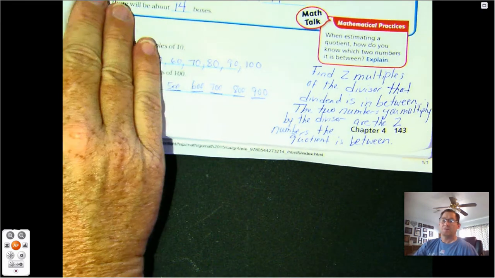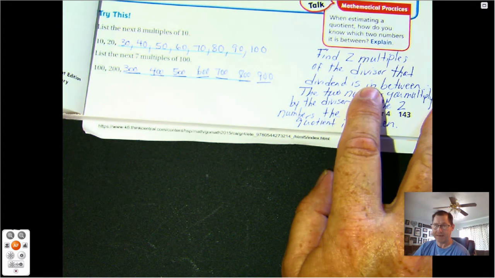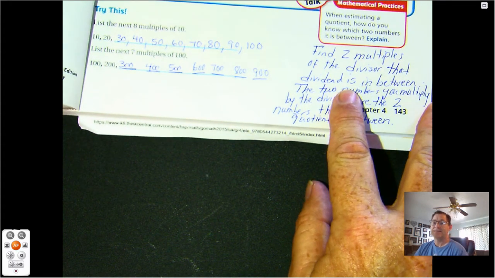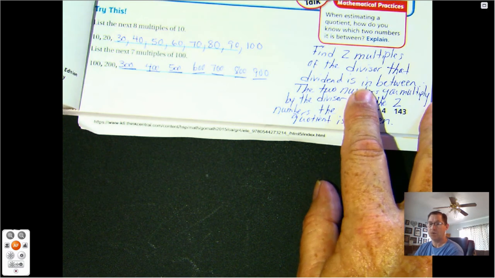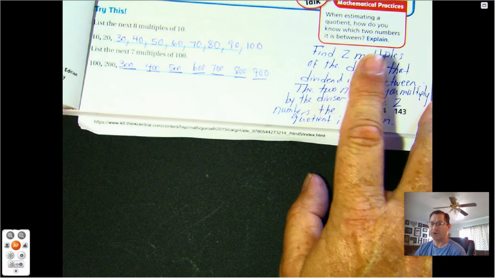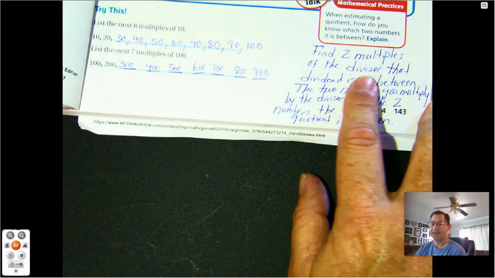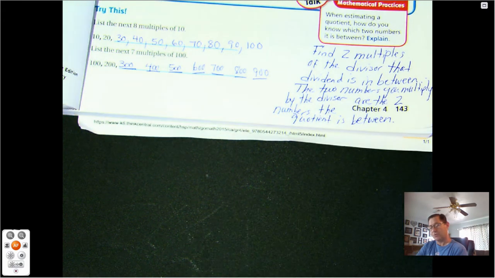So what we did on this page basically is this. We found 2 multiples of the divisor, in our case it was 8, that the dividend is in between. 104, 112. The 2 numbers we multiplied by the divisor, 13 and 14, 8 times 13, 8 times 14, are the 2 numbers the quotient is in between.